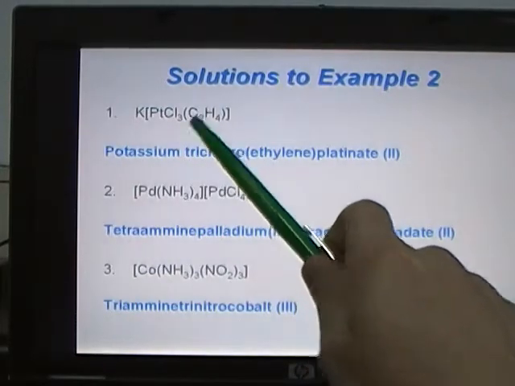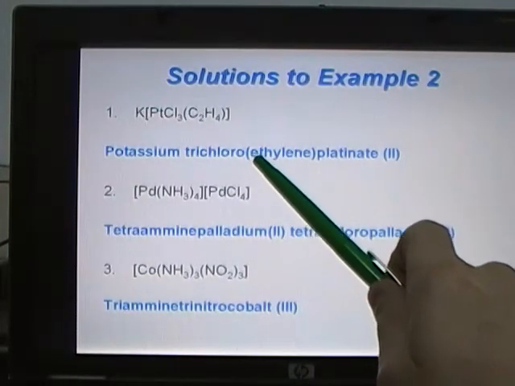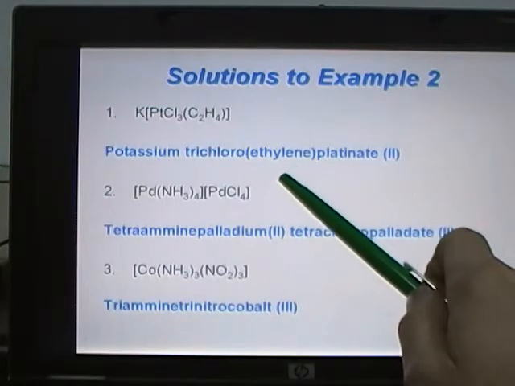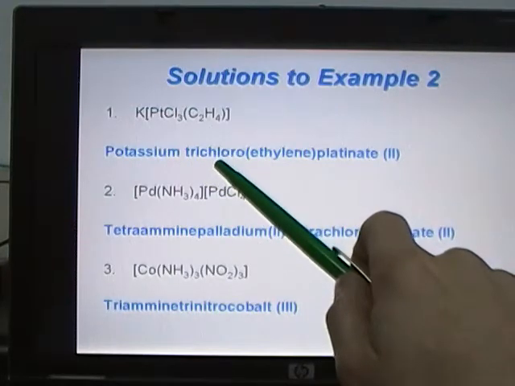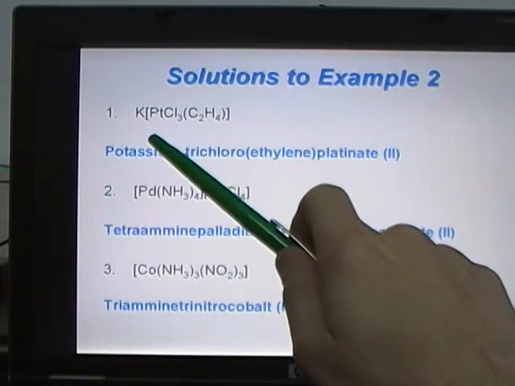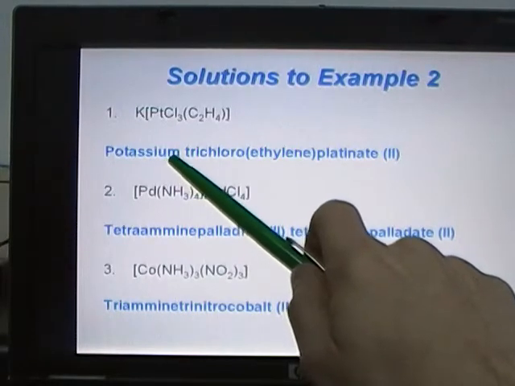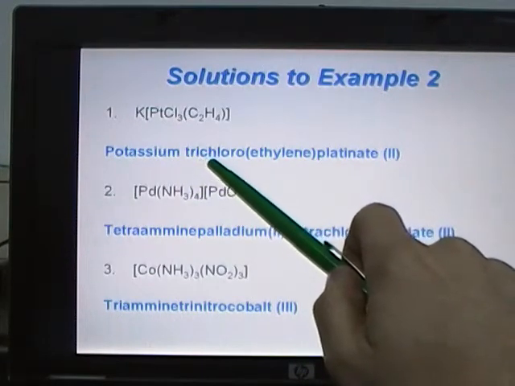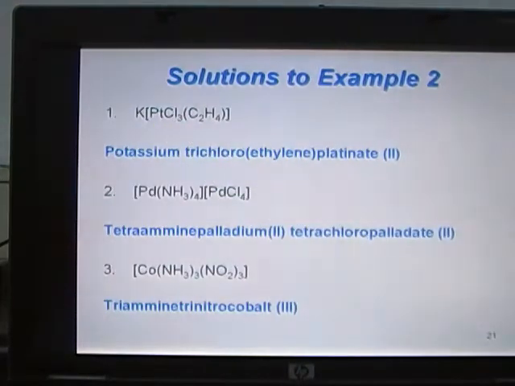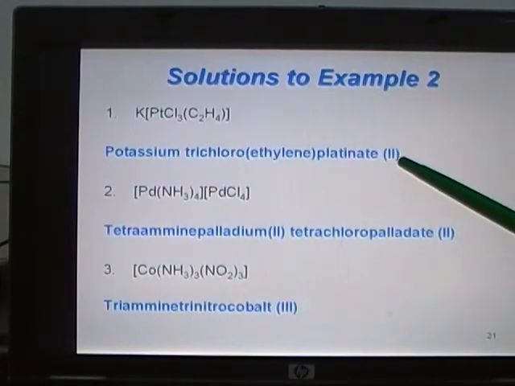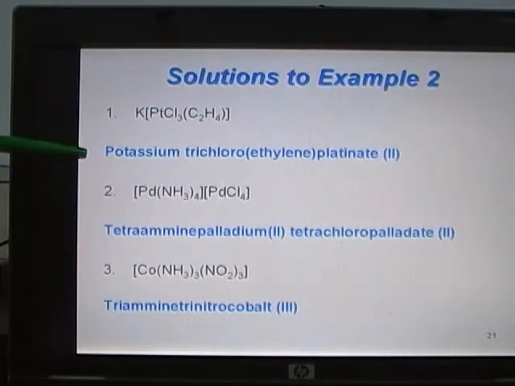There is one ethylene group, so we don't put mono, we just put ethylene in parentheses, and 3 chloros, trichloro. Now, since you have one potassium, which has a 1+ charge, and each chloro has a 1- charge, that means platinum must have a 2+ charge. And we include that at the end as a Roman numeral. The name for this compound is potassium trichloroethylene platinate(II).